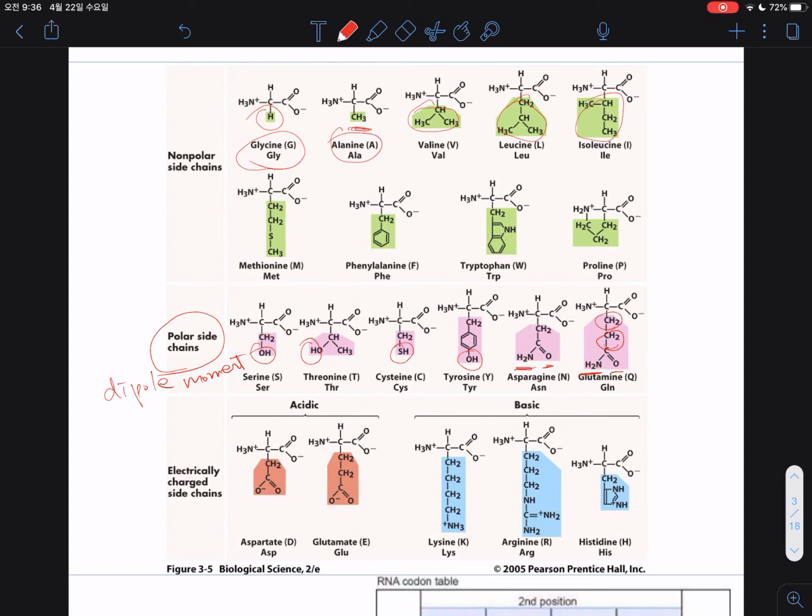These R groups, these side chains, have polar atoms at the end, so their net dipole moment is not zero. The non-polar groups also have non-zero dipole moments, but their dipole moments are very close to zero. But these have polar dipole moments, as you know. These OH groups or SH groups can form hydrogen bonds, right?